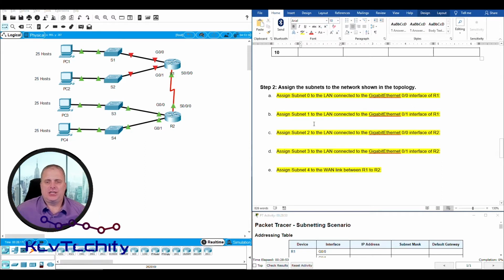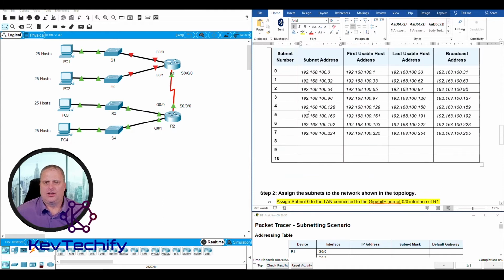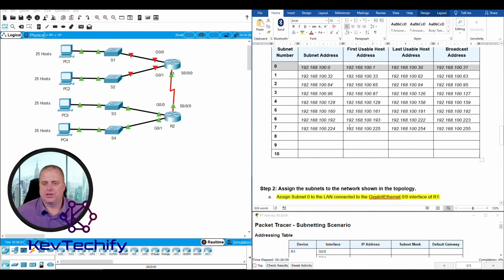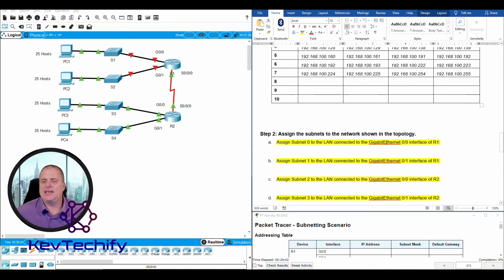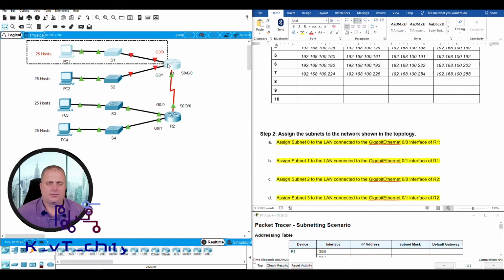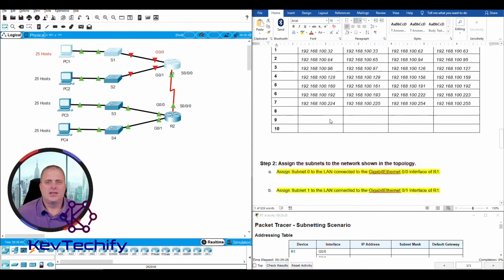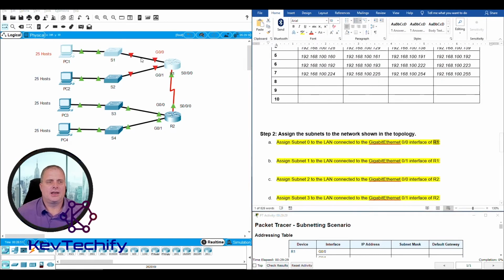If we look at our topology, we can see assigned subnet 0. That would be the first subnet from up here in this chart we just filled in, to the LAN connected to the gig Ethernet 0/0 interface on R1. What I'm going to do is locate R1, router 1. That is this device right here. The LAN connected to the gig 0/0 interface, that's right here. And so what we're looking at is this network right here. We want to use that first network, subnet 0, on this network right here.